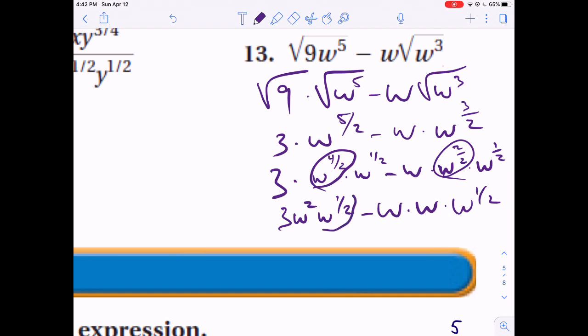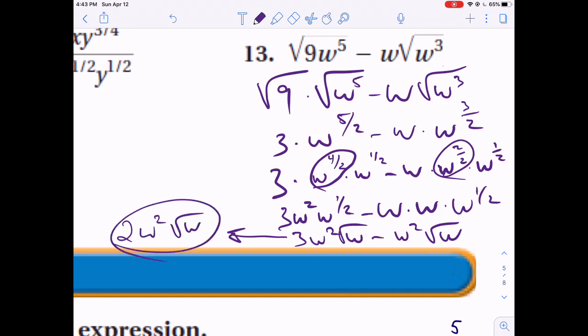I want to rewrite this as a radical and this as a radical to get us back in our original form. So now we're going to have 3w squared square root of w minus, now this w times w is just plain old w squared, right? So this is going to be w squared, and this is going to be the square root of w. And now it's in a similar form to what we started with. So the 3w squared minus w squared is going to be 2w squared square root of w. That wasn't too bad. And we'll see some more of those later.